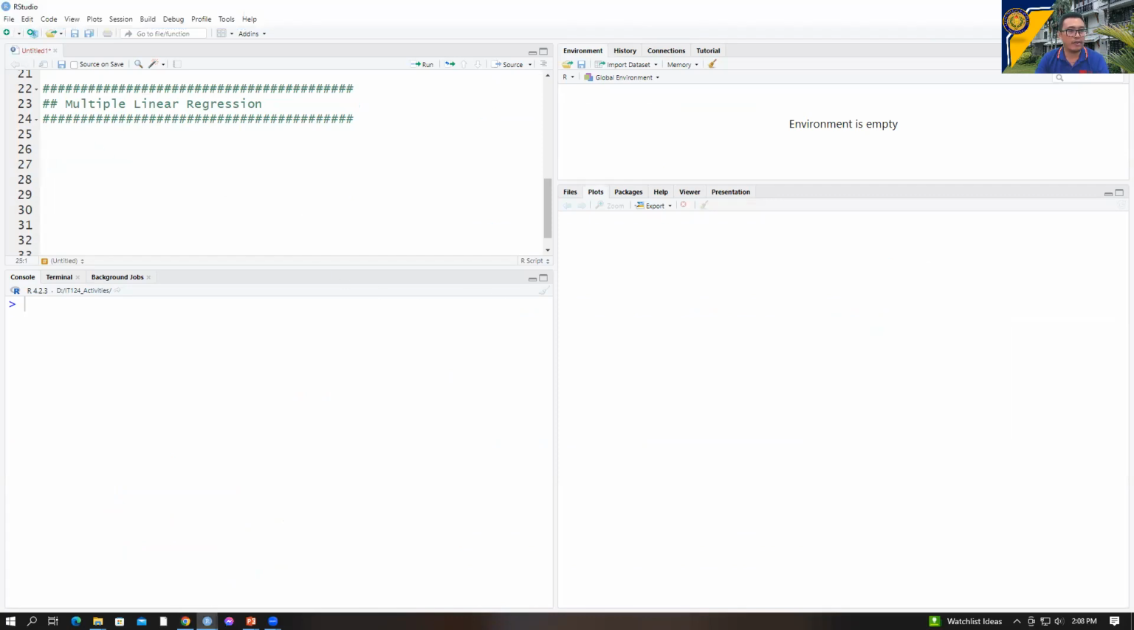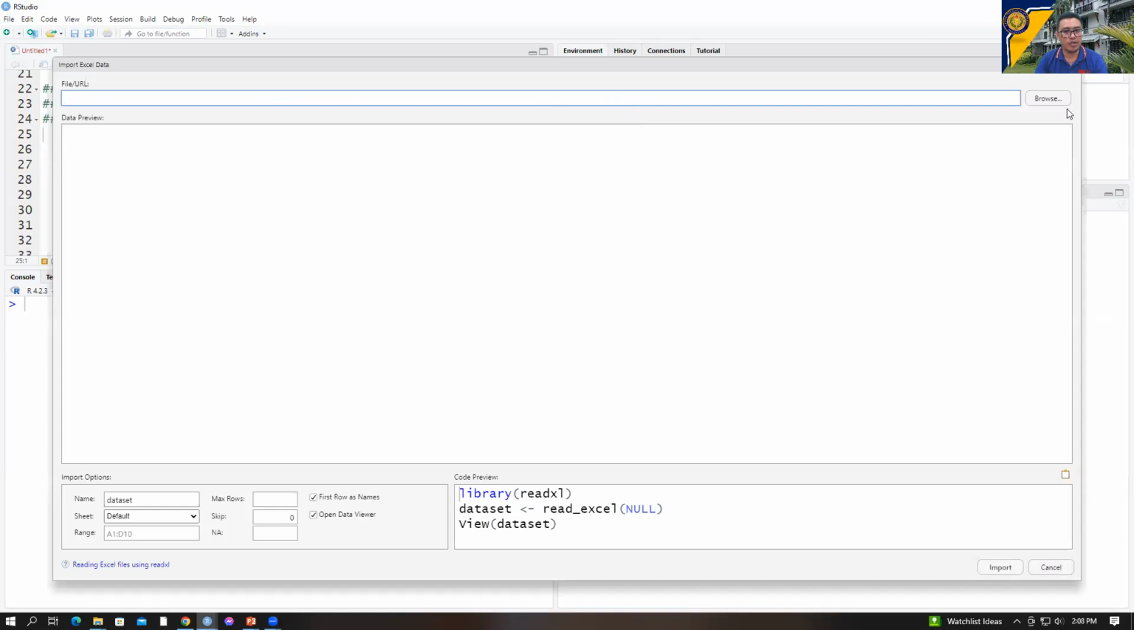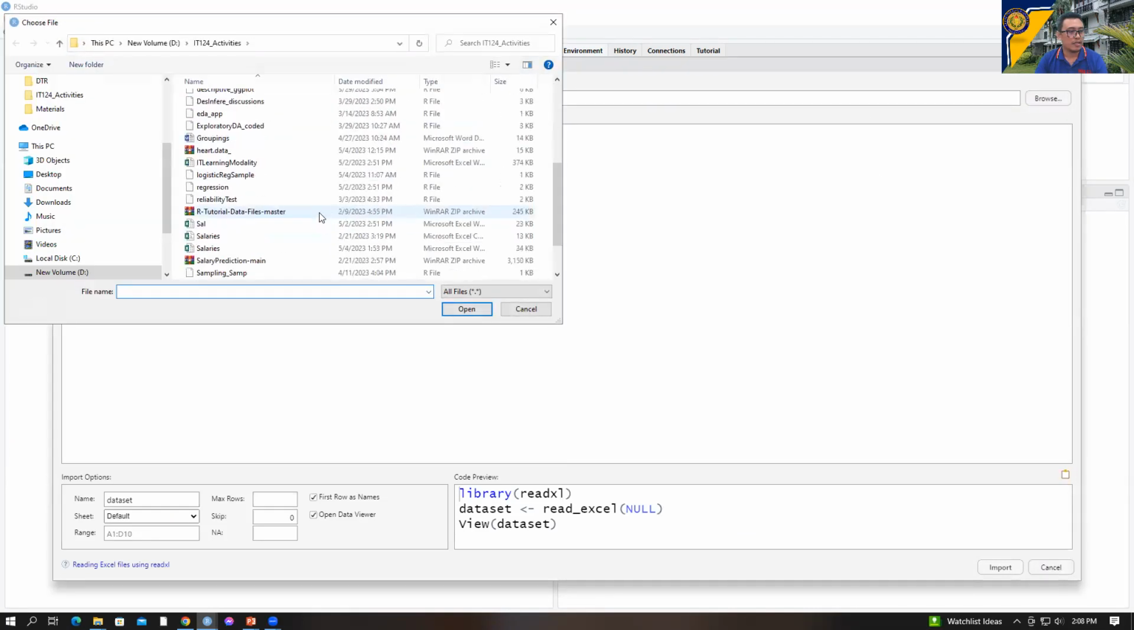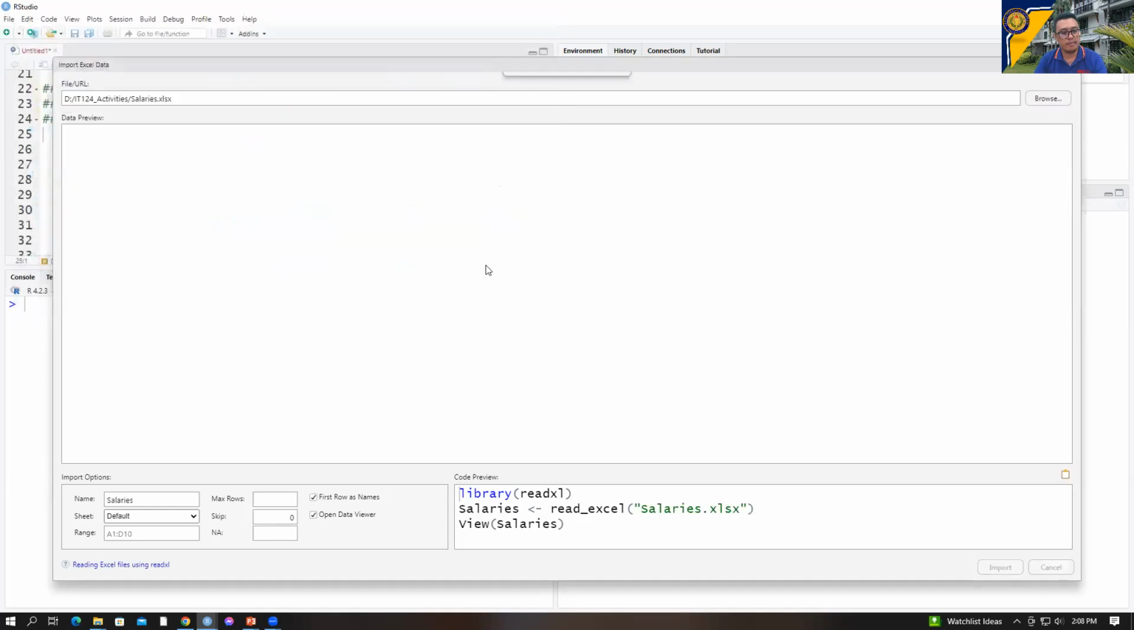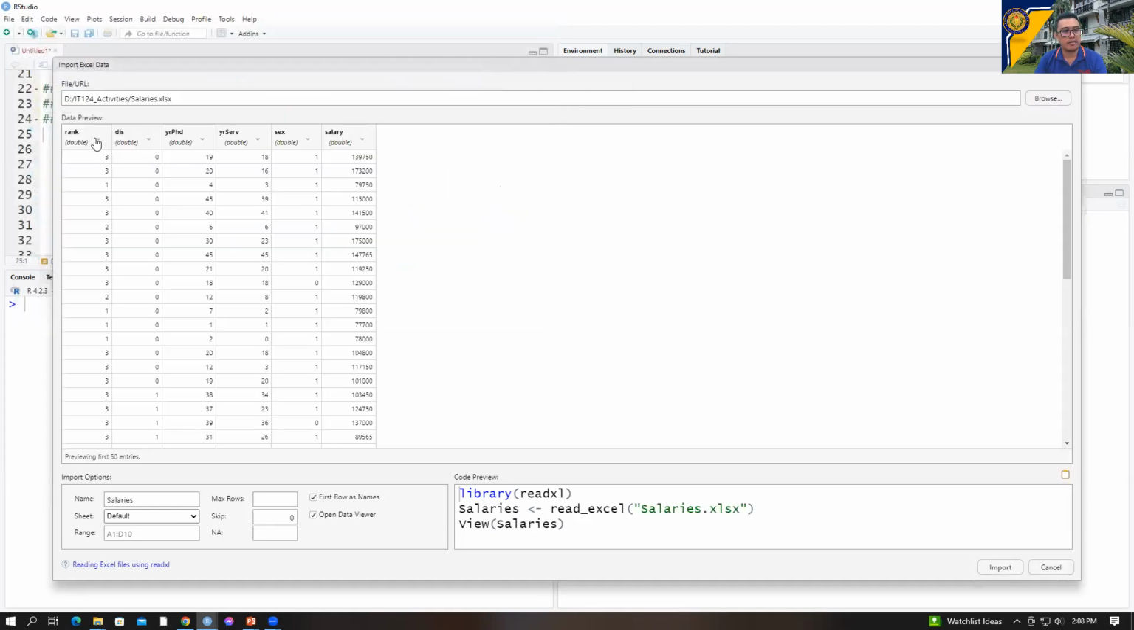Okay, so let's start with the multiple linear regression. Let's start to import our data sets. We're still going to use the salaries data set. This time we converted the ranks into values, and the others as well, sex and discipline. In discipline, 0 is A, 1 is B. In sex, 1 is male, 0 is female. In rank, 3 is professor, 2 is associate professor, 1 is assistant professor.